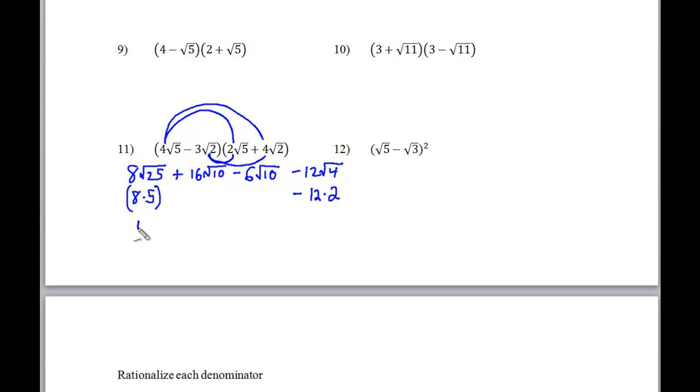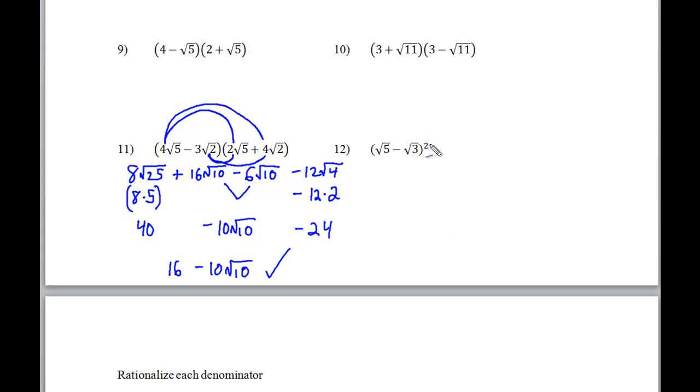So 8 times 5 is 40. 16 square roots of 10 minus 6 square roots of 10 is negative 10 square roots of 10, which cannot be simplified any further. And then minus 12 times 2 is negative 24. 40 minus 24 is going to be 16 minus 10 square roots of 10. And that's your answer.